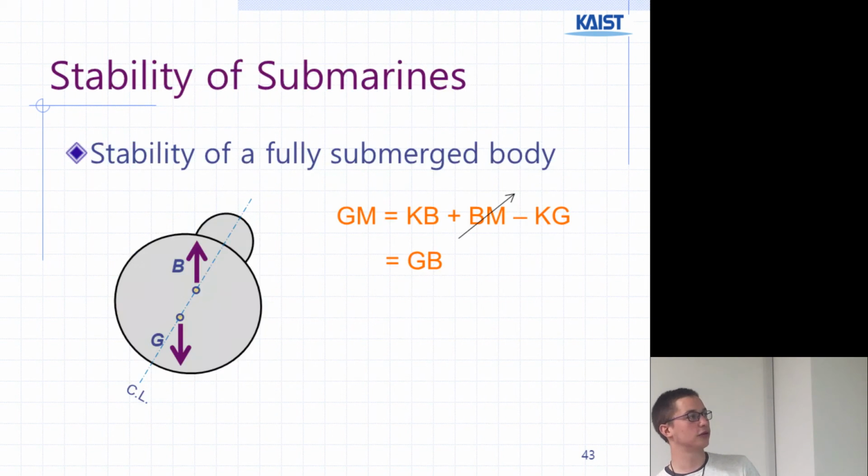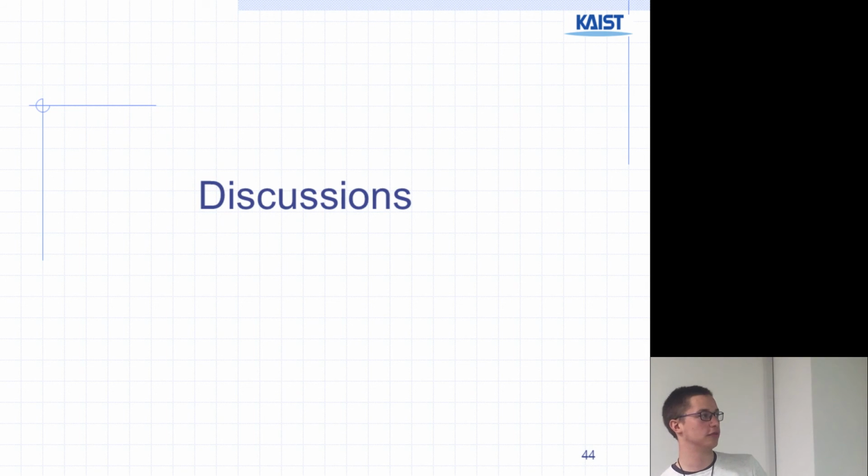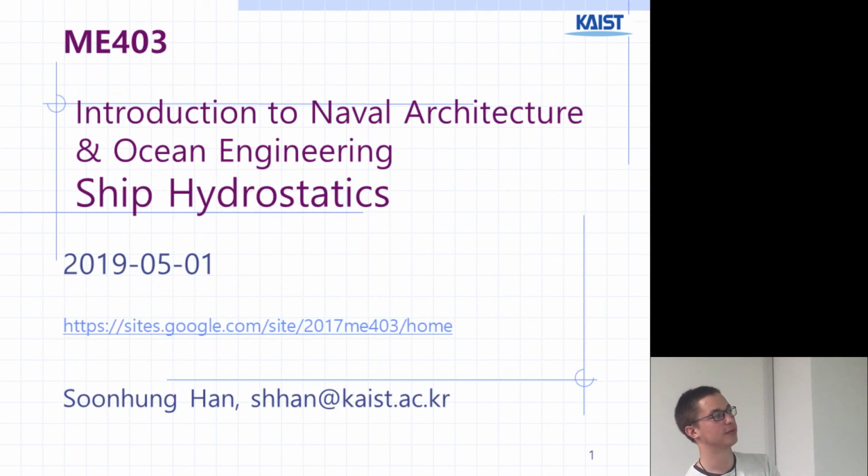And for the stability of a fully submergible body, since the submarine is underwater, the center of buoyancy never changes, right? So it actually coincides with the metacenter. And so that's why you can just say that GM is equal to GB, because B is equal to the metacenter. And you have to be careful that B must be above G for stability, because otherwise the submarine will just rotate backwards and will end up upside down.